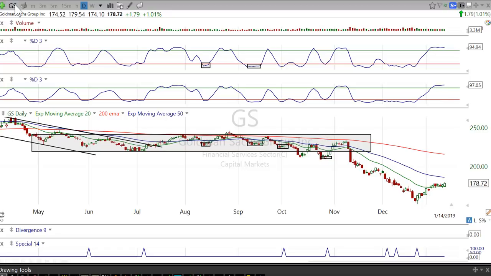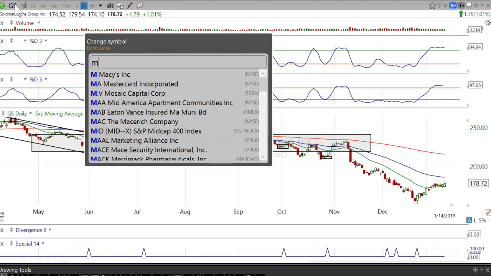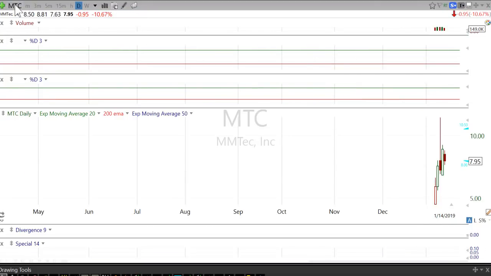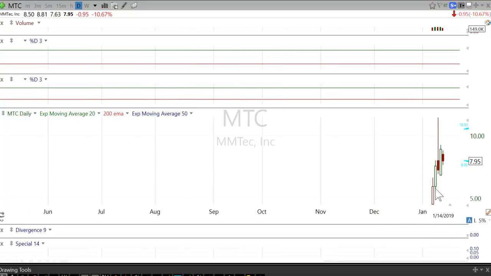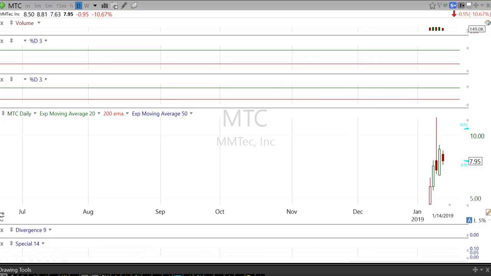I have a couple. This MTC is kind of a wild card. Nothing's going on here yet. It's dangerous. Look at this, in 4 or 5 days it doubled. Probably some Chinese holding company or something. Anyway, very dangerous, but you never know where it's going.